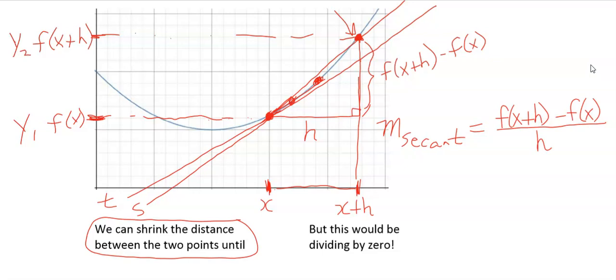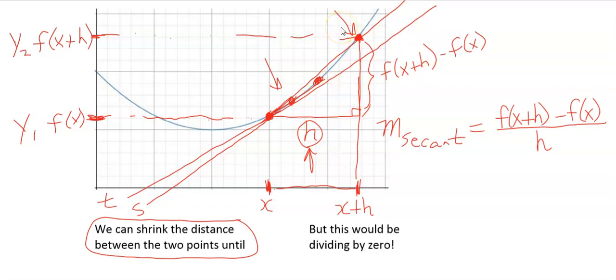And in fact, if we could make that distance, in other words, this h, as small as you can possibly make it. What if you could make it so small that it's almost touching the first point? Well, then, by golly, your slopes would be almost indistinguishable.